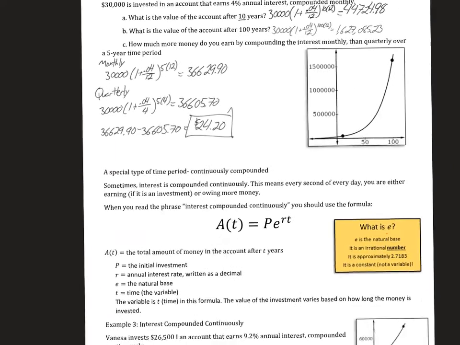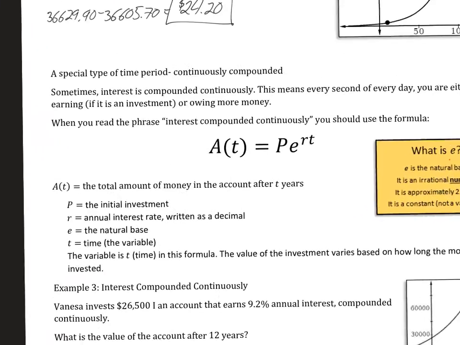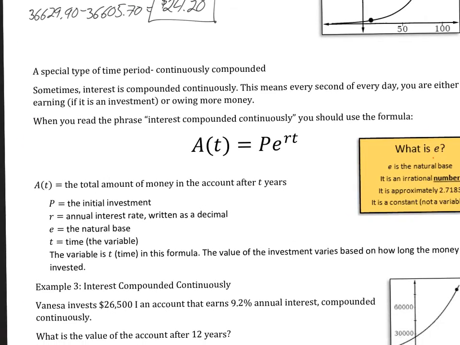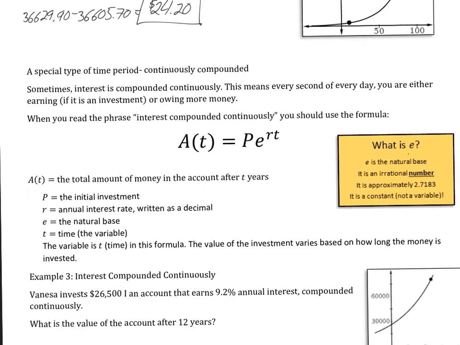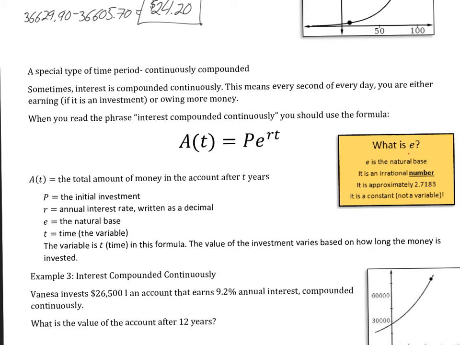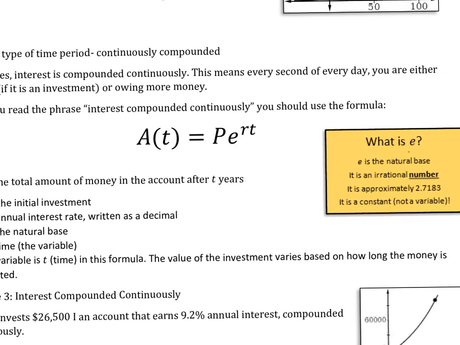Okay, so looking at this next one, a special type of time period, continuously compounding. Continuously compounding means it's compounding for every second. So sometimes interest is compounded continuously. This means every second of every day you are either earning money if it's an investment or owing money. When you read the phrase interest compounded continuously, you should use A of t equals P times e to the rt.